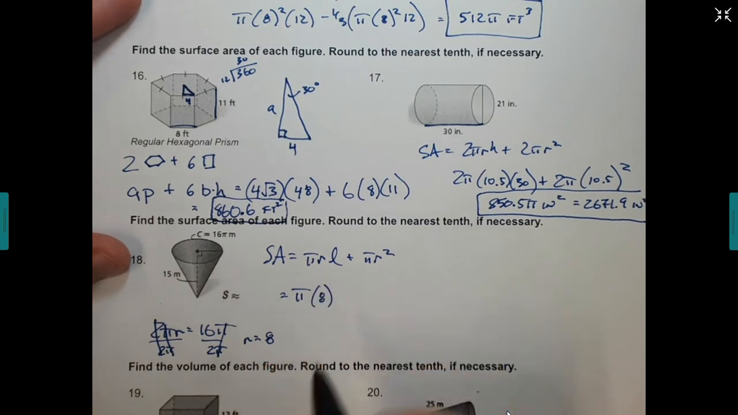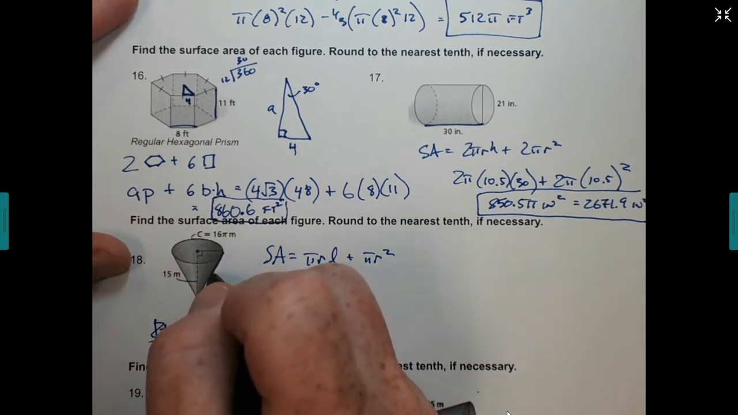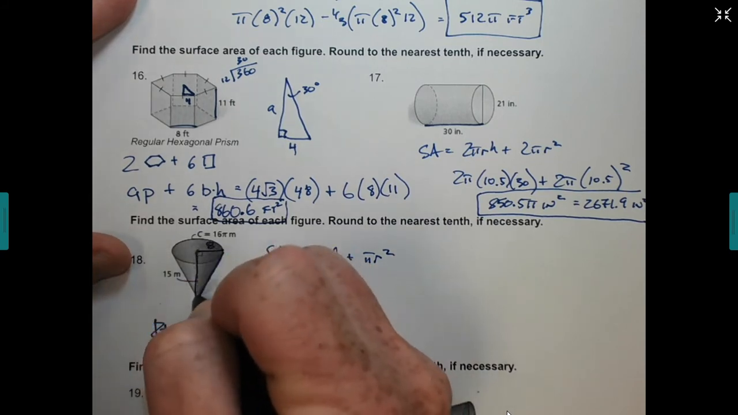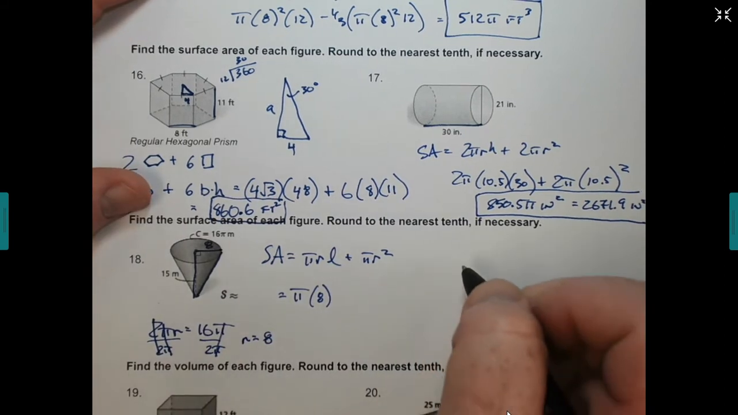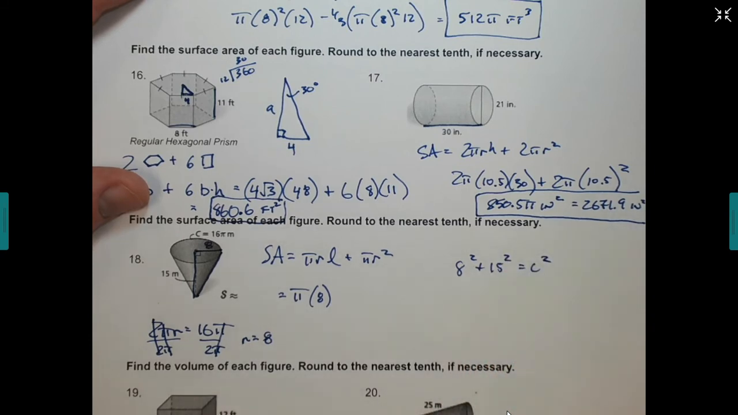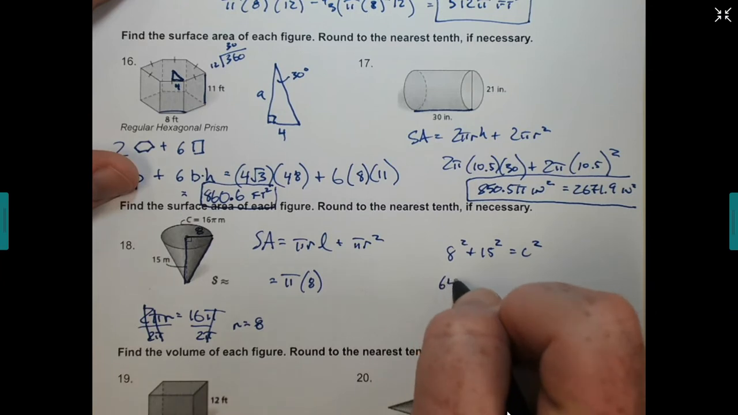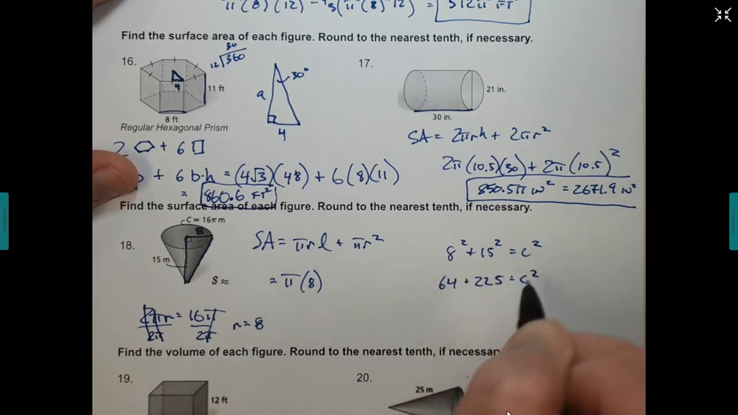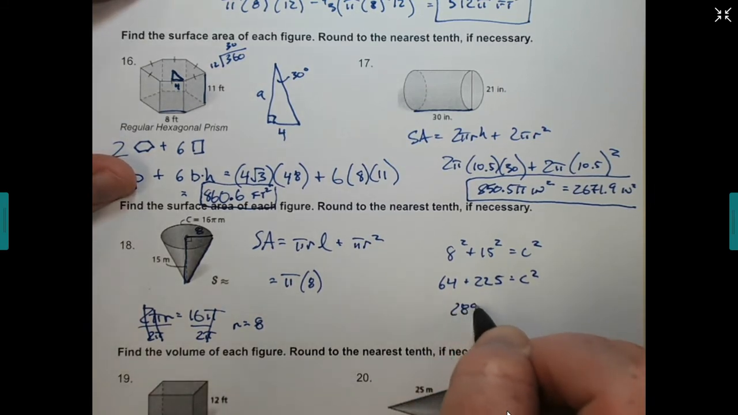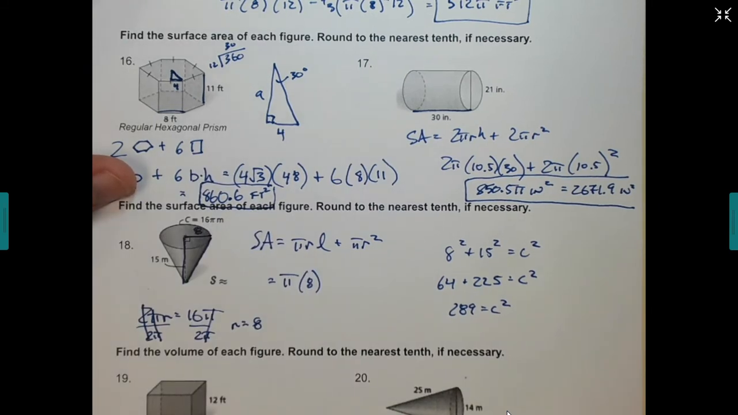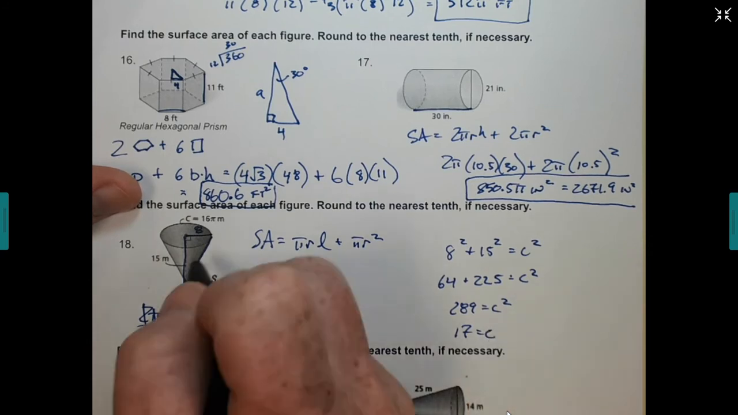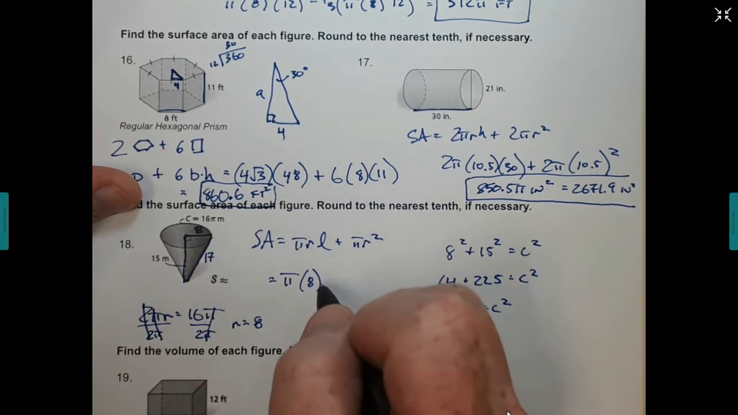So pi times the radius. They've hid the slant height from me as well. But if I know the radius is 8, the height is 15, I can do a quick little Pythagorean Theorem problem. 8 squared plus 15 squared equals c squared. 64 plus 225 equals c squared. So I got 289 is c squared. If I square root both sides, c is 17. That's my slant height.